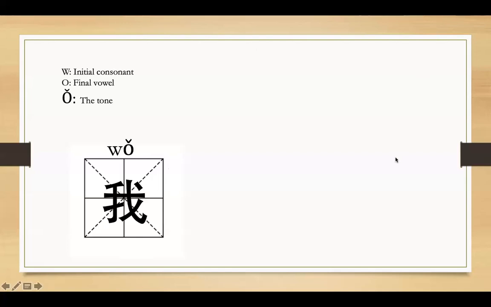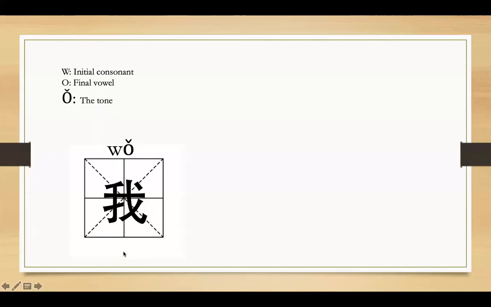So here, W is the initial consonant. Oh, I'm going to open the chat here. Can you guys hear? 你好.